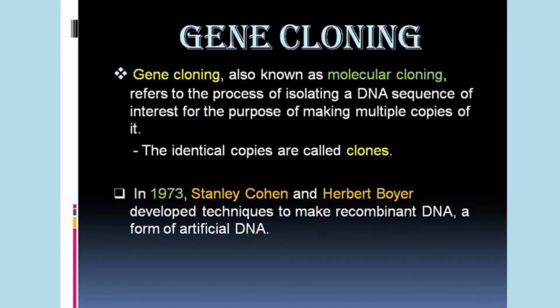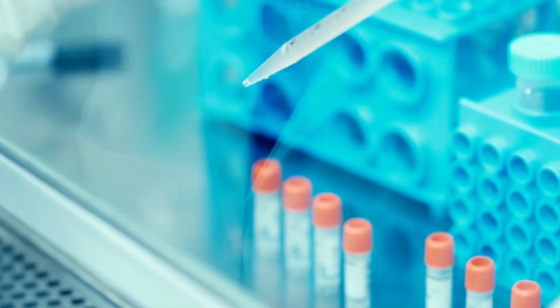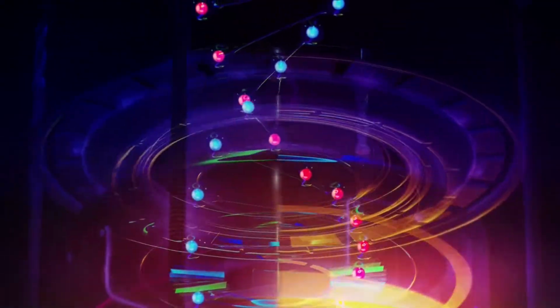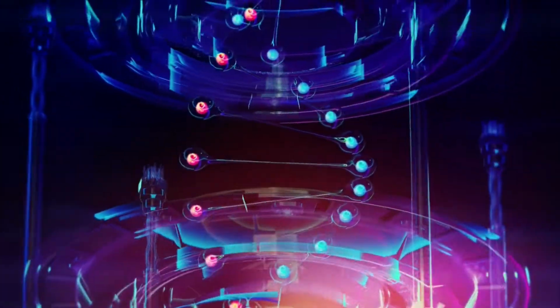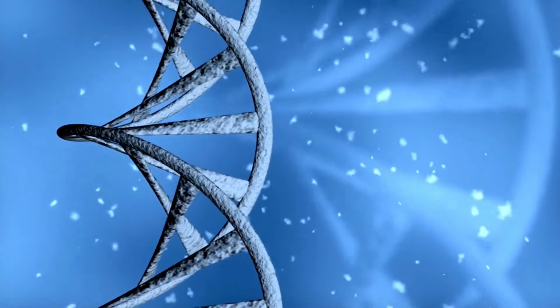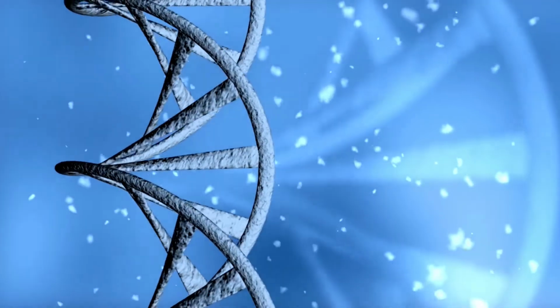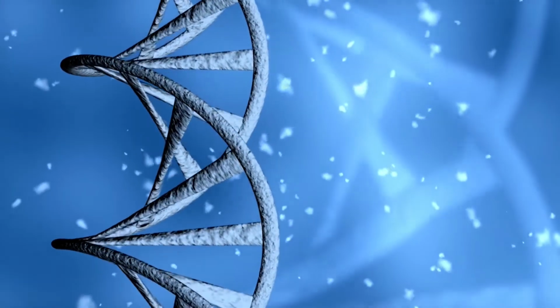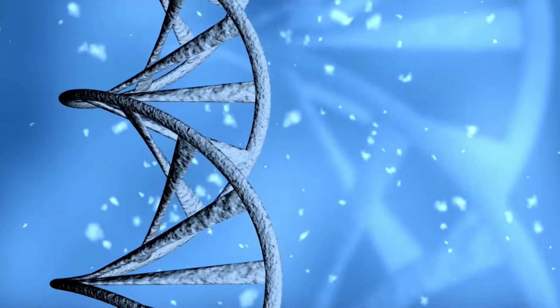In 1973, Stanley Cohen and Herbert Boyer developed the techniques to make recombinant DNA, a form of artificial DNA. Then how is the gene cloned? It is in vivo, a natural process, and the natural process of cloning is replication. We use this replication in two ways, either cell-free or cell-based DNA cloning.